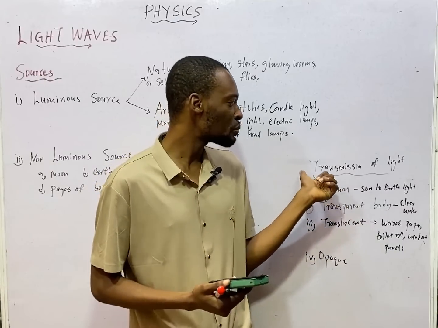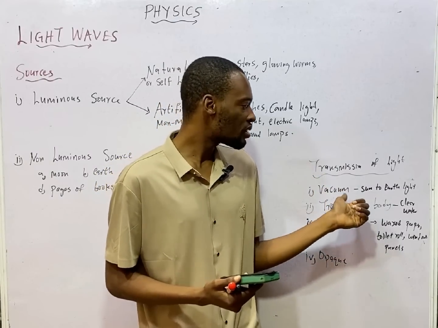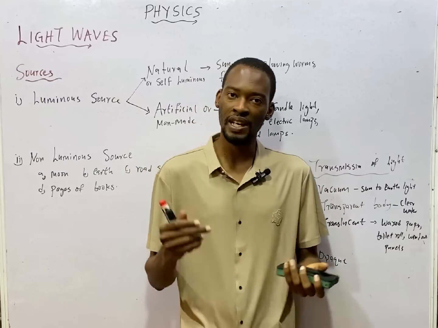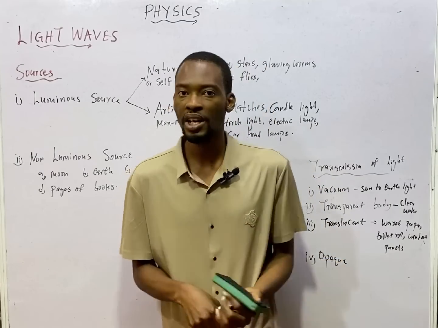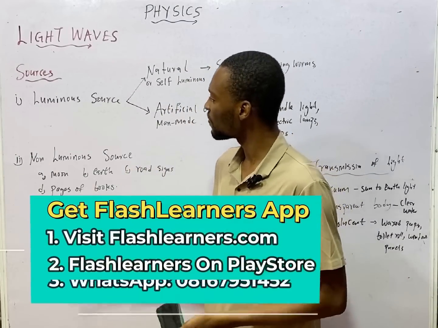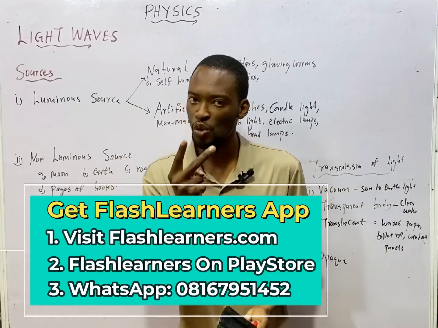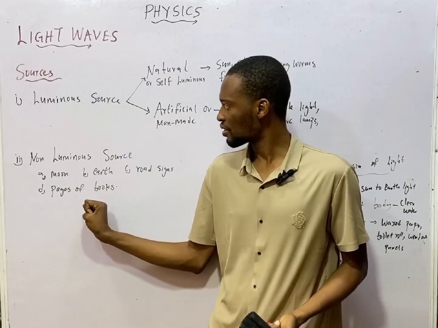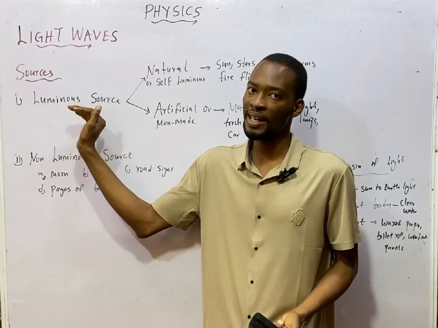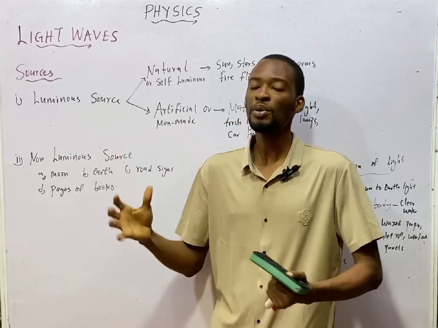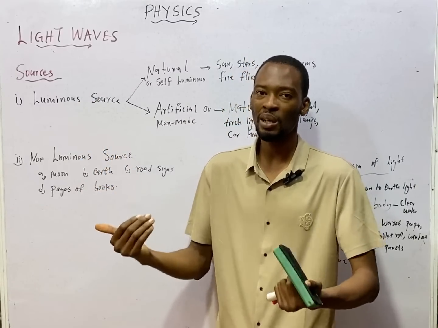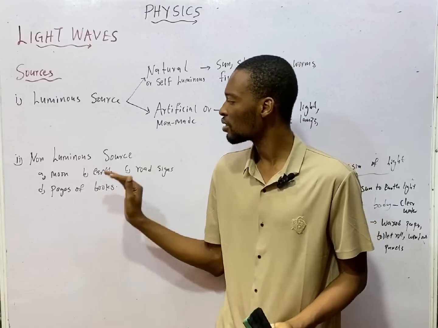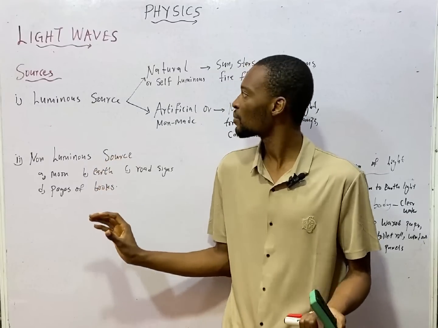Then, light can be transmitted through a vacuum. The light from the sun to the earth is via vacuum. There is no material medium. The sources of light are classified into two: luminous sources and non-luminous sources. Luminous sources of light are sources that produce their own light, while non-luminous sources don't produce their own light.